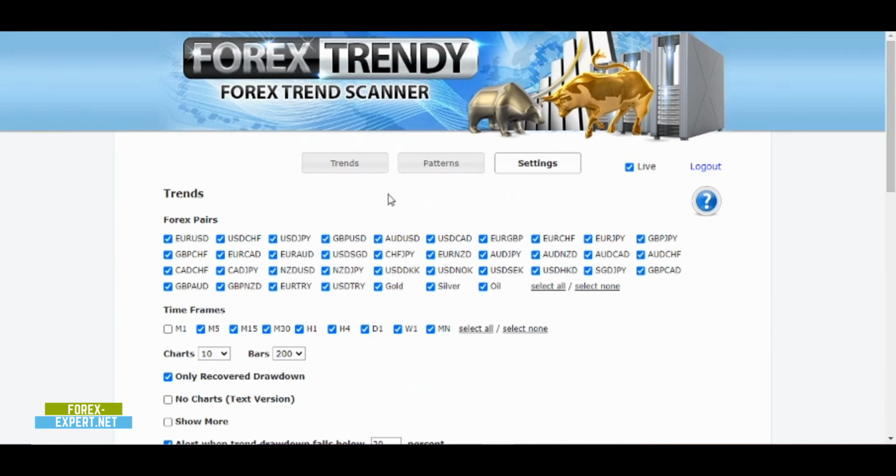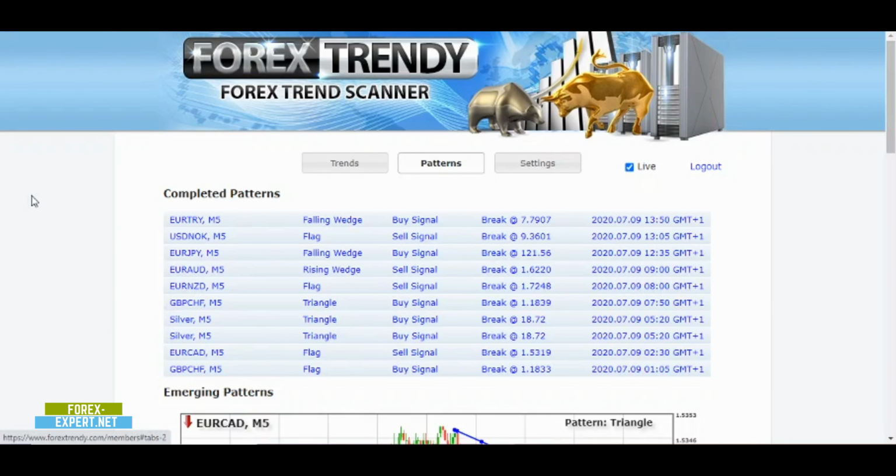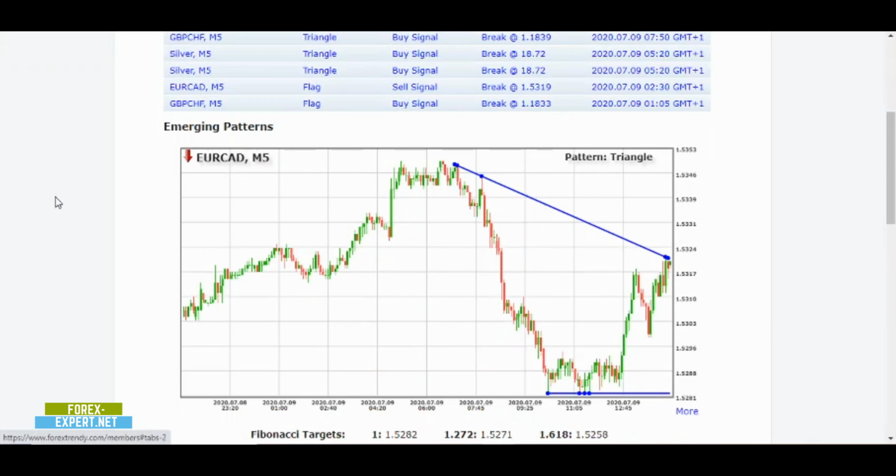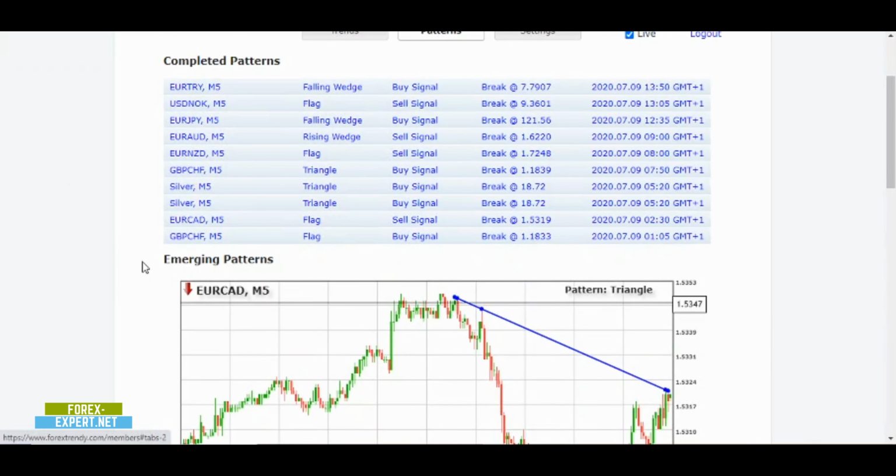Okay, I have my strategies in place, so I'm used to picking trades according to price action. The most important thing when selecting trades with signal services is to read price action, because you have to discard the low odds trades. Okay, so yeah, we have the emerging patterns.